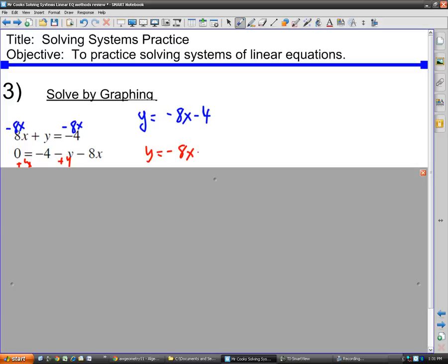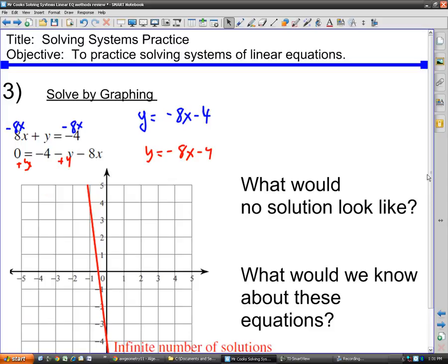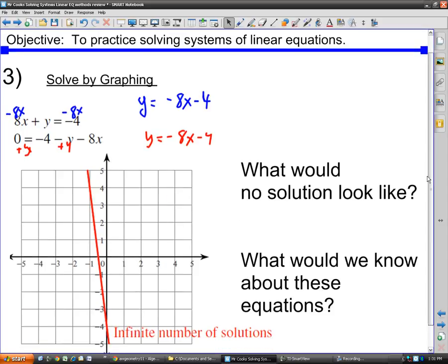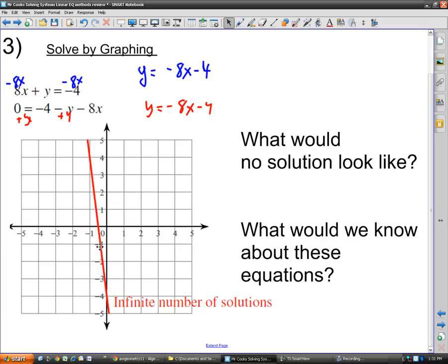Well, with that, you'll notice the two equations are exactly the same, so when I graph them, they get the same line. And when you graph and get the same line over and over again, you have an infinite amount of solutions. And so, since they have an infinite amount of solutions, anywhere on those lines would be the same solution.